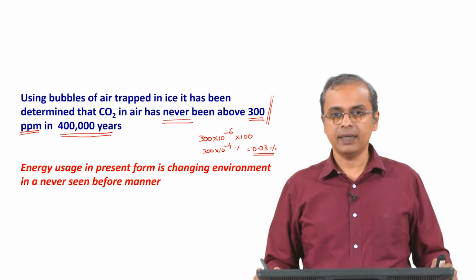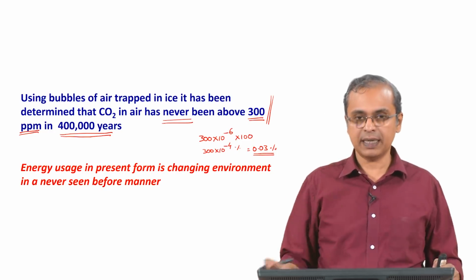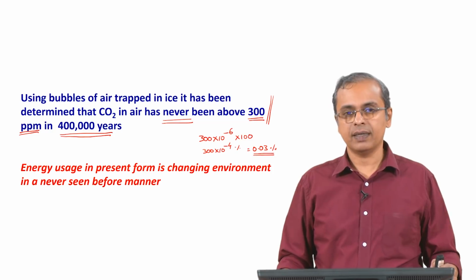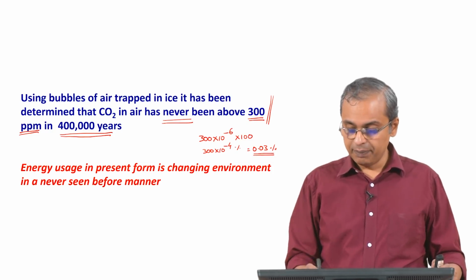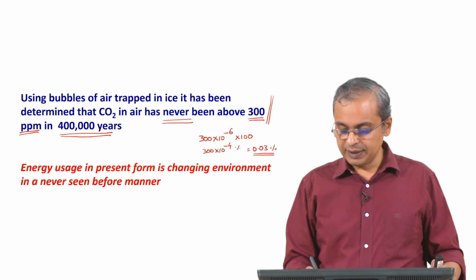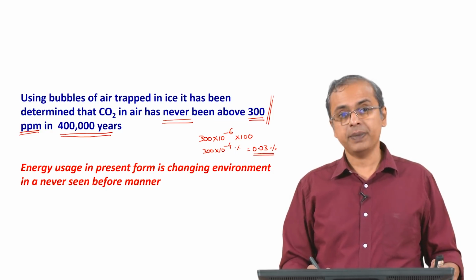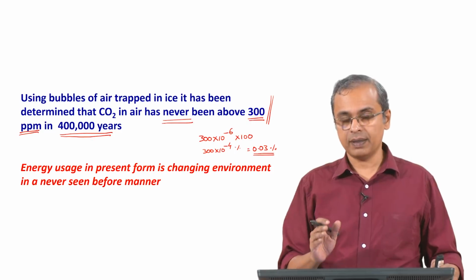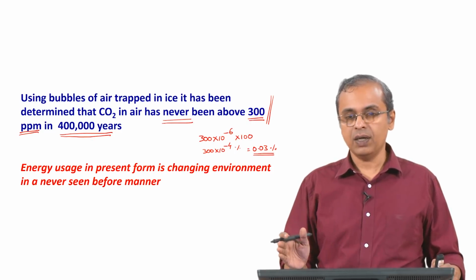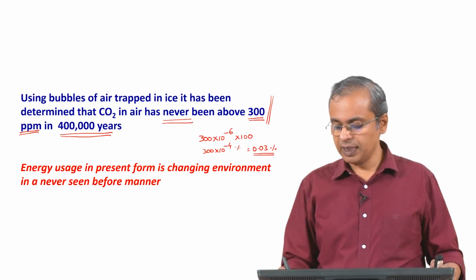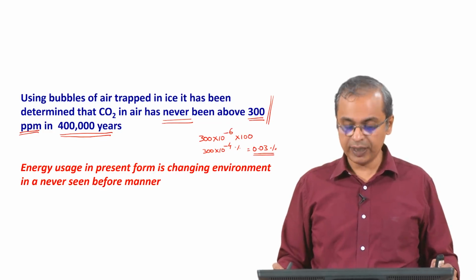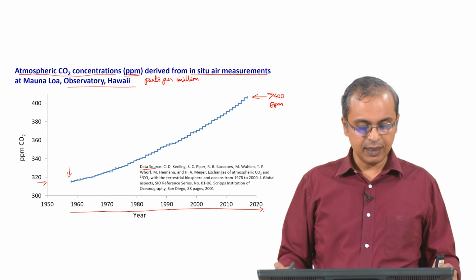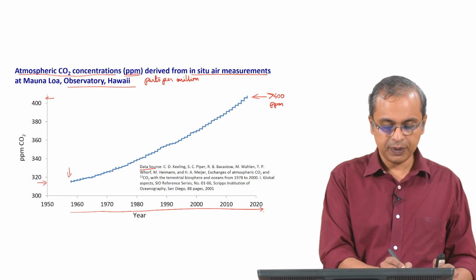Right. We calculated 0.04, we saw that our current atmospheric percentage of carbon dioxide is 0.04 percent, but basically we see that the percentage of CO2 present in the air was never more than 0.03 percent in 400,000 years of the history of the planet. Okay. And if you look at this data here, we are now at 0.04 percent.